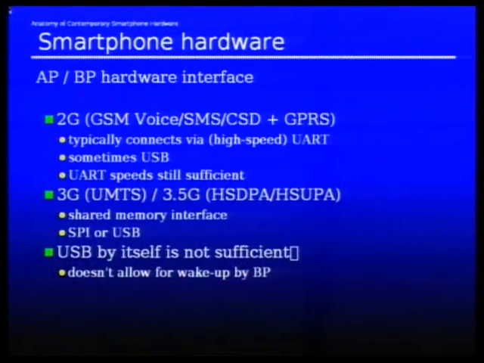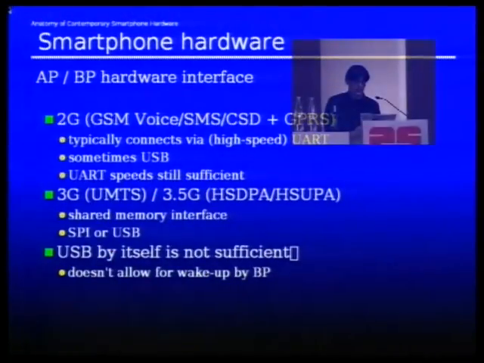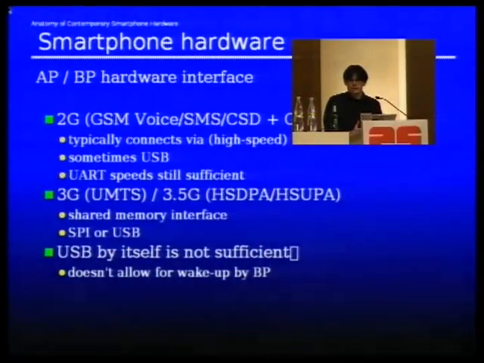So in more demanding communication networks like UMTS and HSDPA, HSUPA, the UART is just not fast enough anymore. We have data rates of up to 7.2 megabits coming in. You don't want to squeeze them over, I don't know, a UART or whatever. So the interface that we happen to see here in many systems is a shared memory interface, mostly implemented as dual-ported RAM. So you have a particular RAM that has two ports, one to the application processor, one to the baseband processor, and then you communicate over this shared memory region.